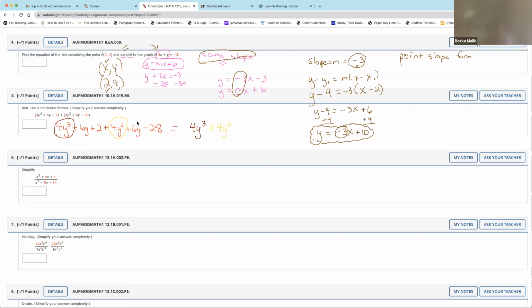But for the y's, I have 6y plus 6y. That gives me 12y. And for just the numbers, I have 2 minus 28. So 2 minus 28 is negative 26. And that is my answer. Factor out 2. I think it's necessary.